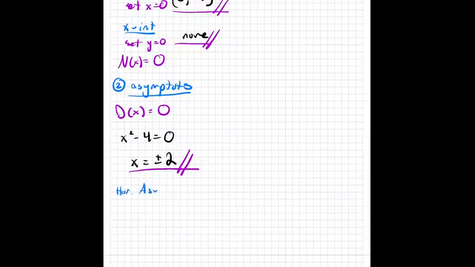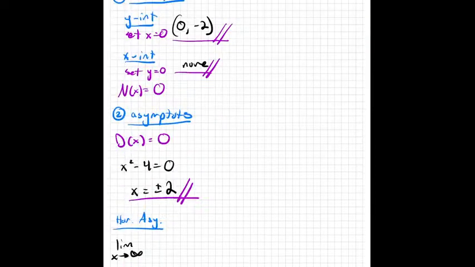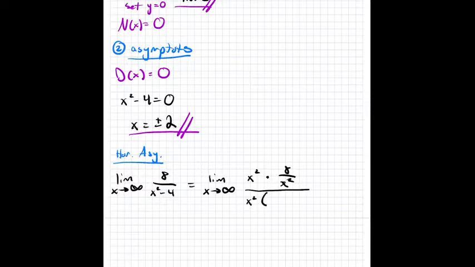I'm going to take the limit, and let's do it like this. I'm going to consider the limit as x goes off to positive infinity. We got this 8 over x squared minus 4. So first we want to factor out x squared from the top and the bottom. So this is going to be the same as the limit as x goes to infinity of x squared times 8 over x squared, over x squared times 1 minus 4 over x squared, okay?